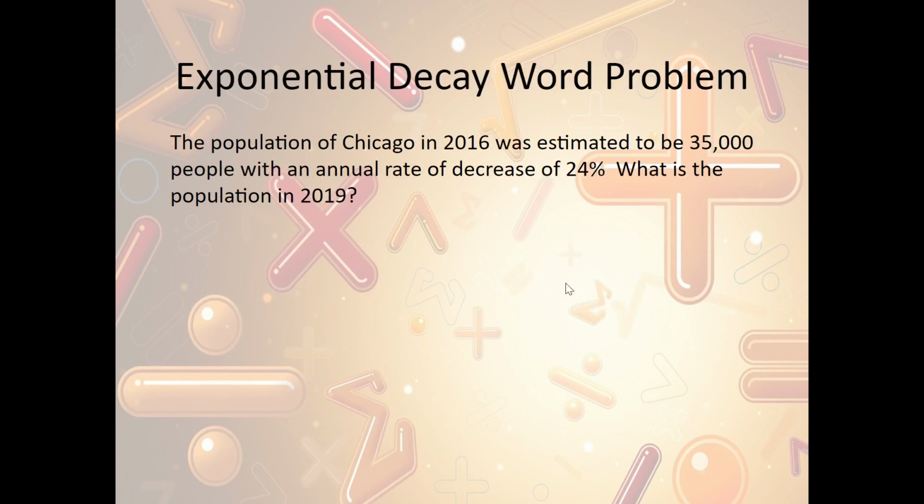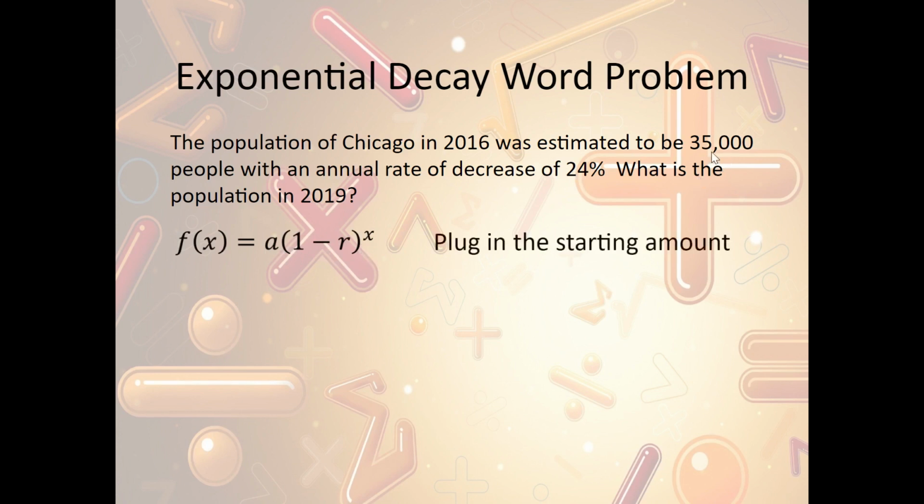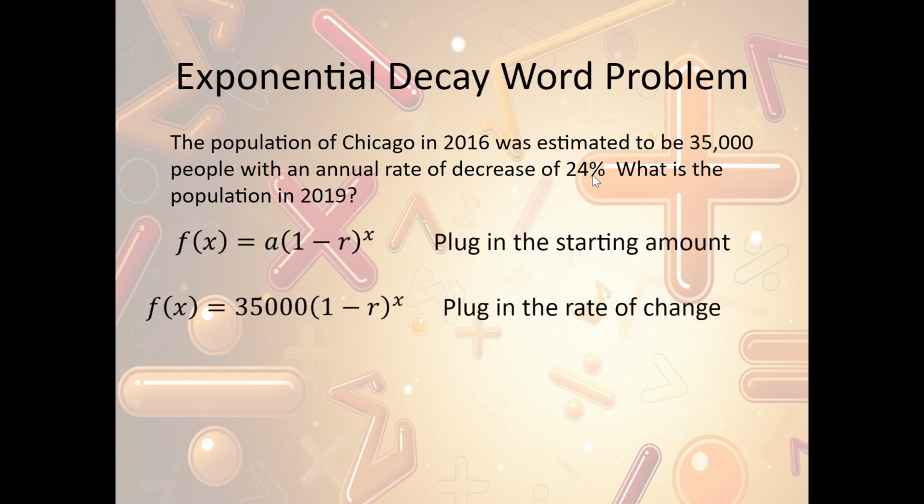Now let's look at exponential decay. This time the population in Chicago was decreasing by 24%. So we start here with our equation of a times 1 minus r to the x. We know it's minus because we're decreasing. We're going to plug in the starting amount. The starting amount was 35,000, and that goes in for A. Then we plug in our rate of change. Our rate of change is 24%, so we're going to move the decimal back 2 places. 1, 2, so that's 0.24.